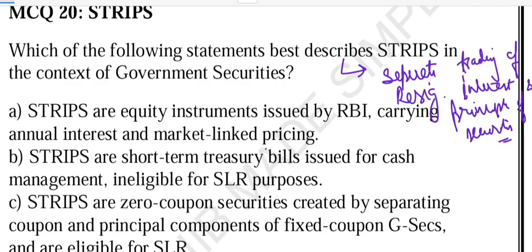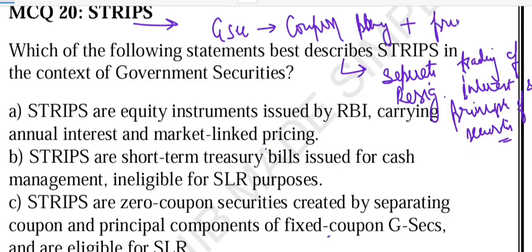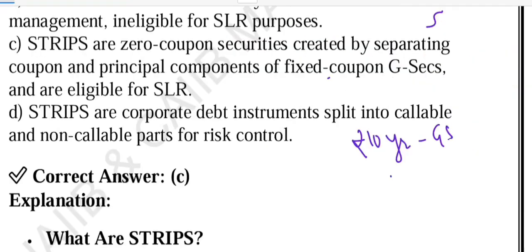So what they do is split a regular government bond, that is called government security, into coupon payments plus principal repayment. Right. Let me give you one example. Suppose a 10-year government security with 10,000 rupees face value plus 6% annual coupon.